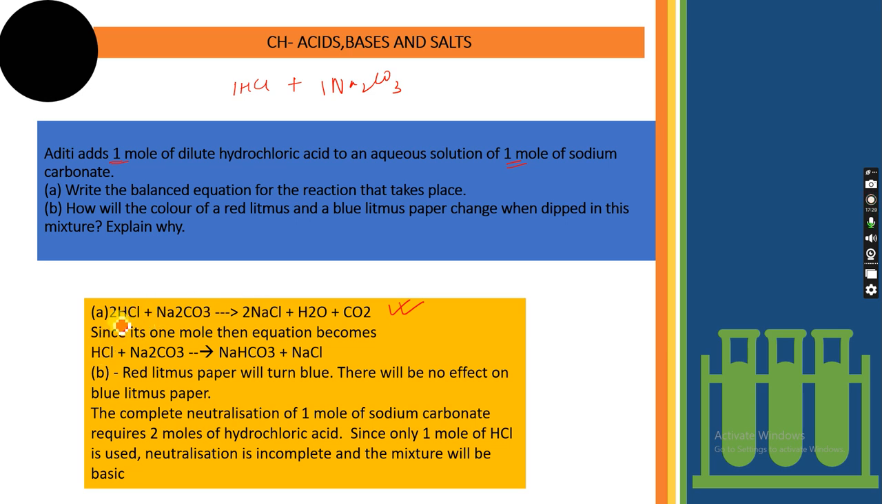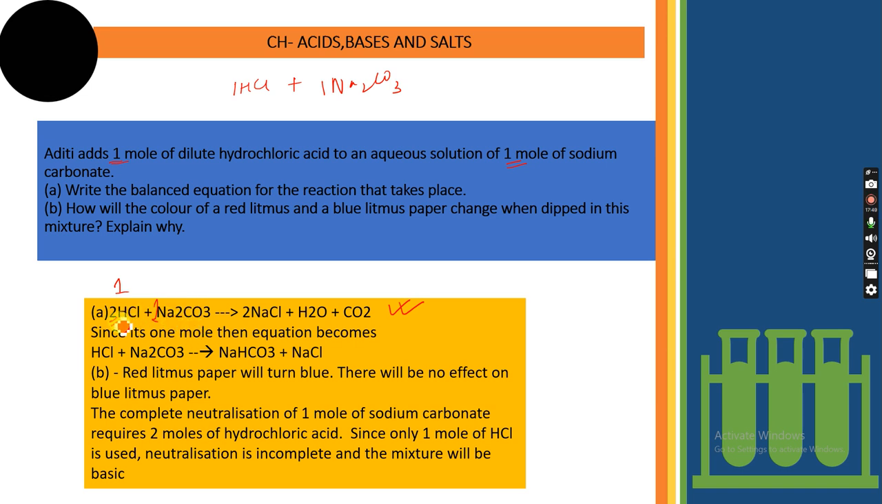2HCl, and you balance it, it should be like this. So 2HCl plus Na2CO3 gives sodium chloride plus water plus carbon dioxide. Okay, but now here you see what is given here, 2 moles. यहाँ पे कितना है, 1 mole, right. तो लेकिन अदिति ने कितना लिया है, 1 mole of HCl and 1 mole of sodium carbonate, right.